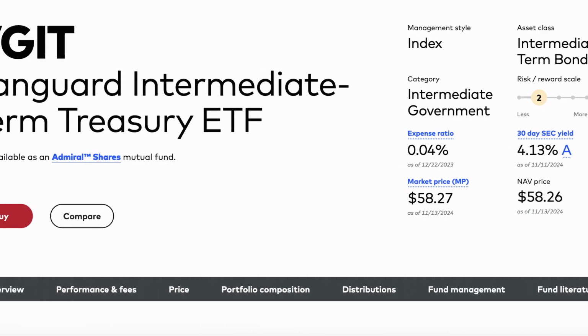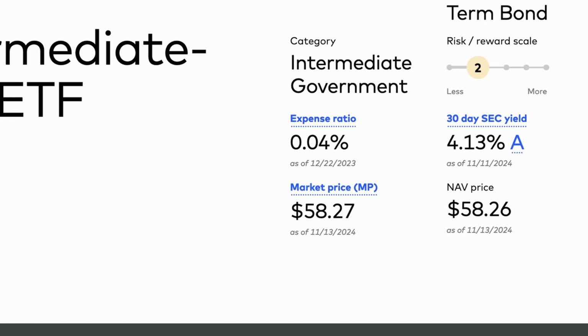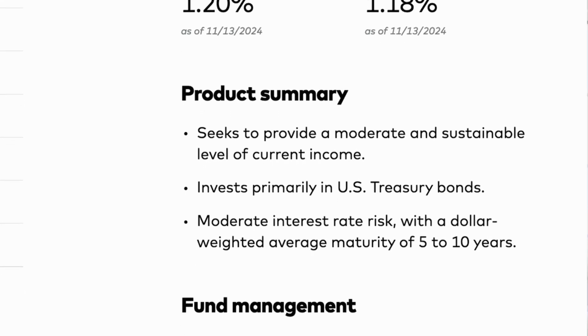So as we move to more intermediate bonds, we can look at Vanguard's intermediate treasury ETF, and that is VGIT. The yield on the intermediate bond fund is slightly lower at 4.13%. And again, this intermediate fund basically does the same thing as it invests in US Treasury bonds, but their weighted average maturity is about 5 to 10 years, so a little bit shorter than a long-term fund.